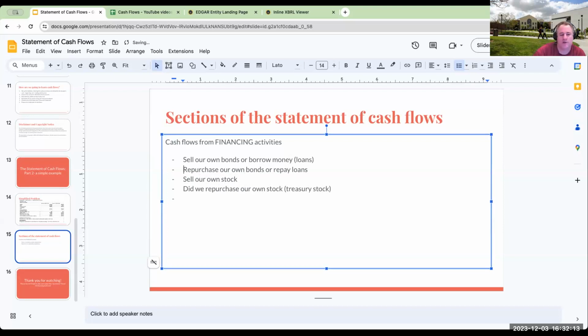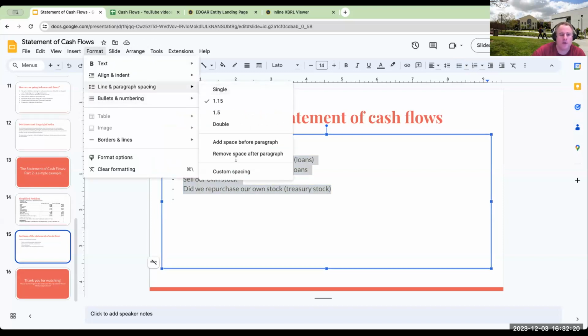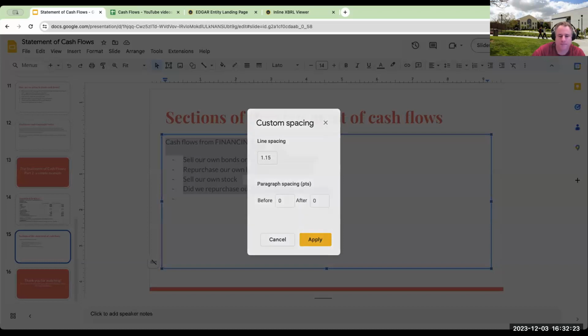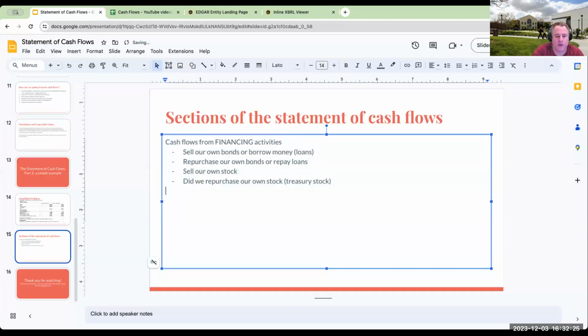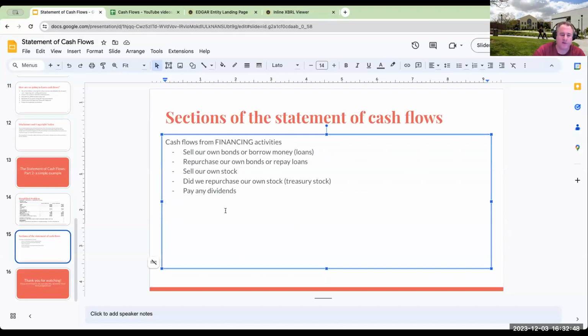This is such a great review of all the different chapters, because as we go through this, it is just a great review of what we're learning. So also, do we pay any dividends? These are generally the categories you're going to see when we're talking about financing activities. So I'm going in reverse: financing, investing, operating. Let's now go to investing.